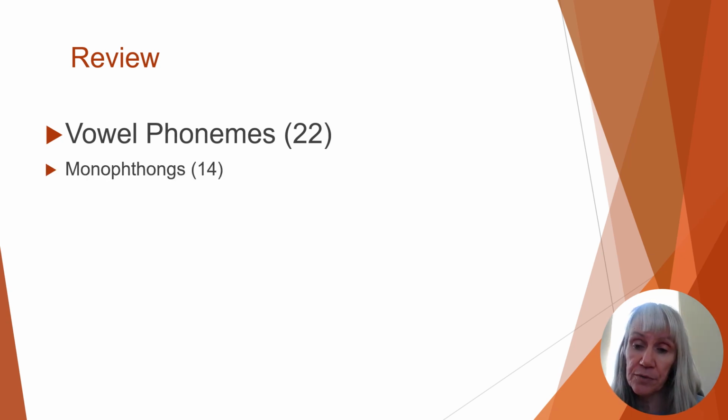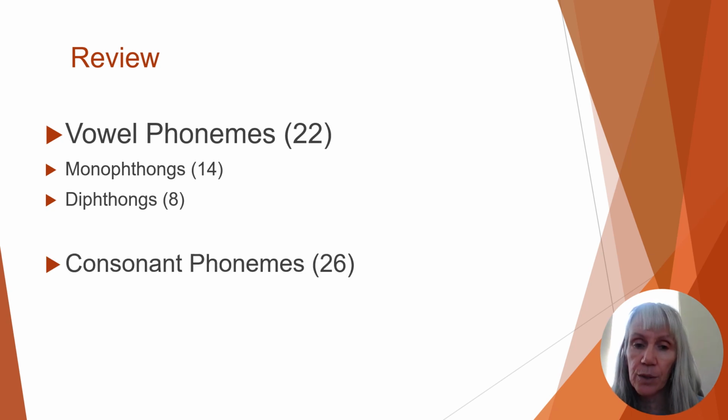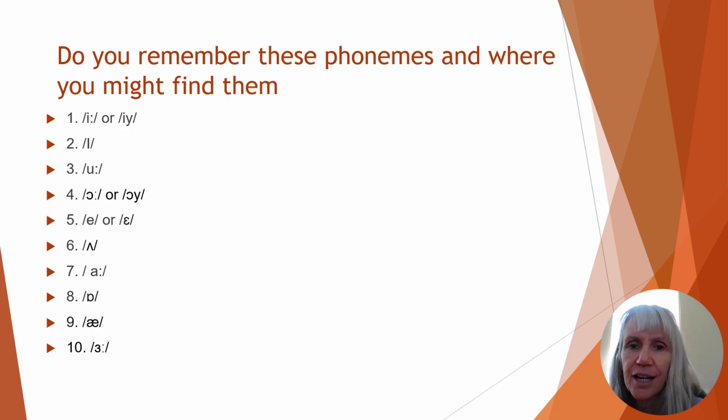And out of those 22 vowel phonemes, we have 14 monophthongs. Remember what that is? One sound. So we're only hearing one sound. And in a diphthong, we hear two sounds combined together to make one unique sound. Then we have 26 consonant phonemes. Again, just what I'm hearing, not necessarily what others would agree upon. And they're going to either be voiced or unvoiced.